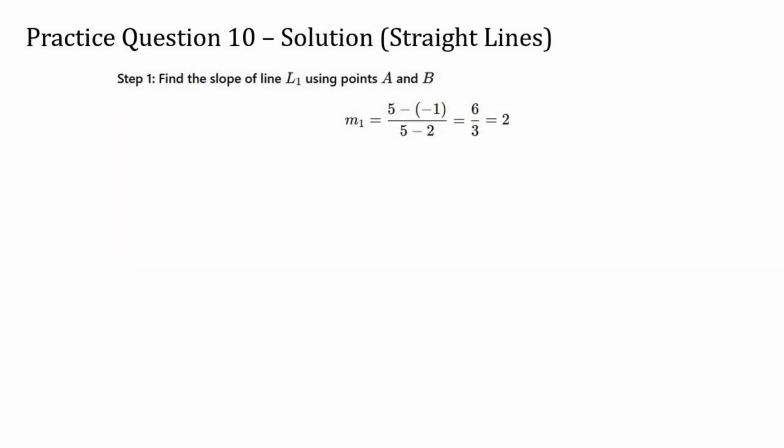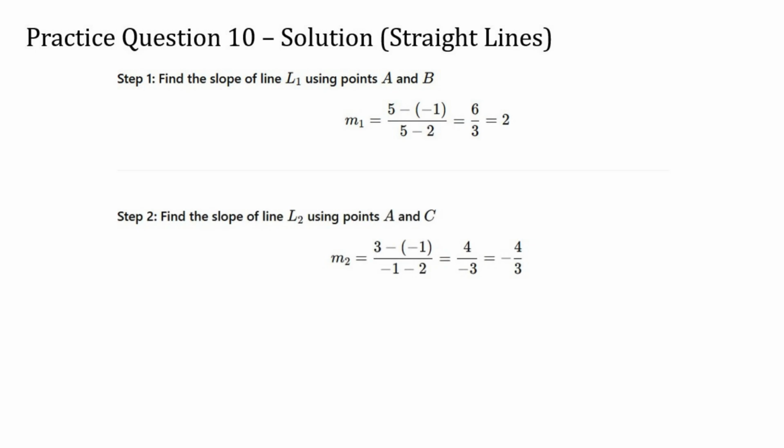We begin by identifying the slopes of the two lines in question. Line L1 passes through points A and B, and line L2 passes through points A and C. For line L1, using points A and B, the slope comes out to be 2. For line L2, using points A and C, the slope turns out to be -4/3.